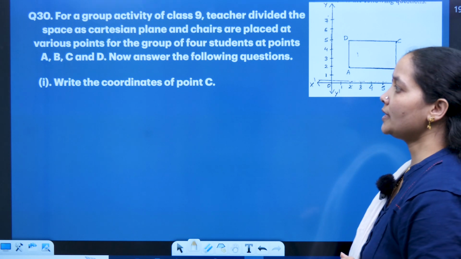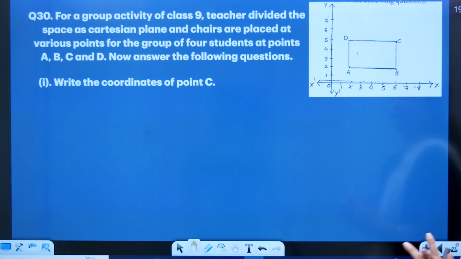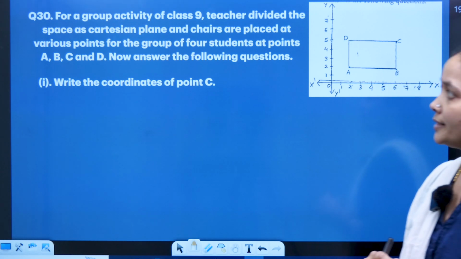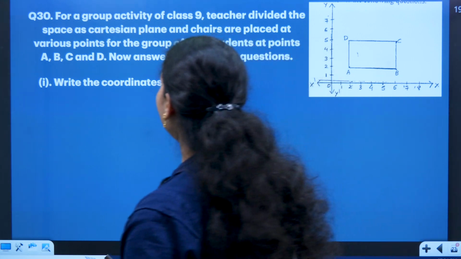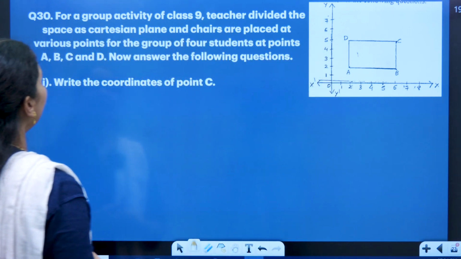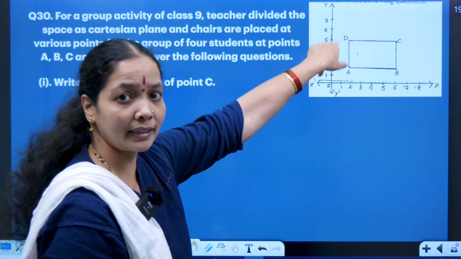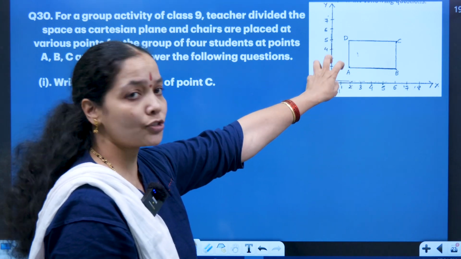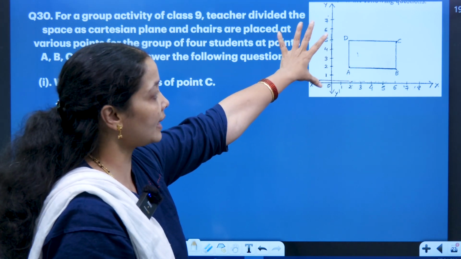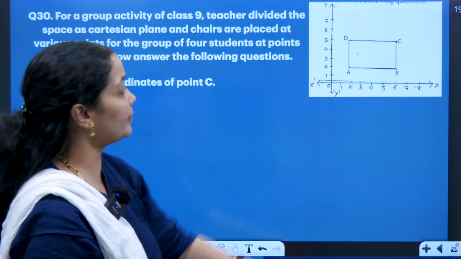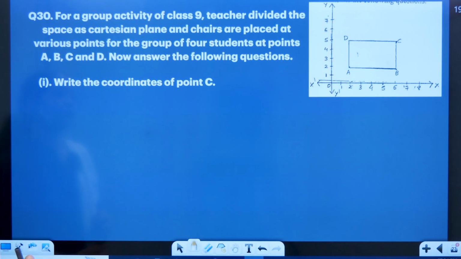In the 30th question, a graph is provided and they are asking us certain things. Let us read out. For a group activity of class 9, teachers divided the space as a Cartesian plane and chairs are placed at various points for the group of 4 students as points A, B, C, D. You can see the points A, B, C, D there. Now answer the following questions.